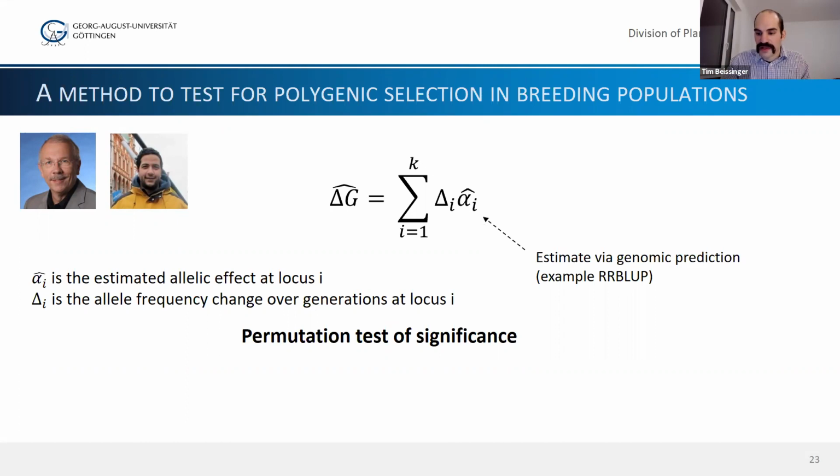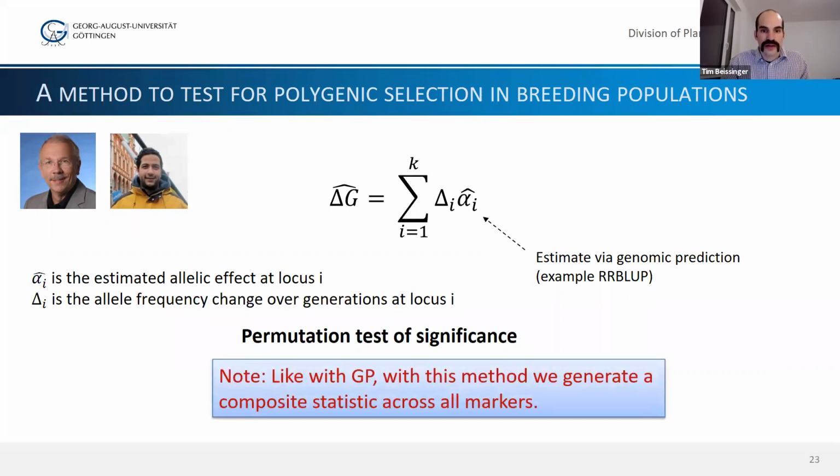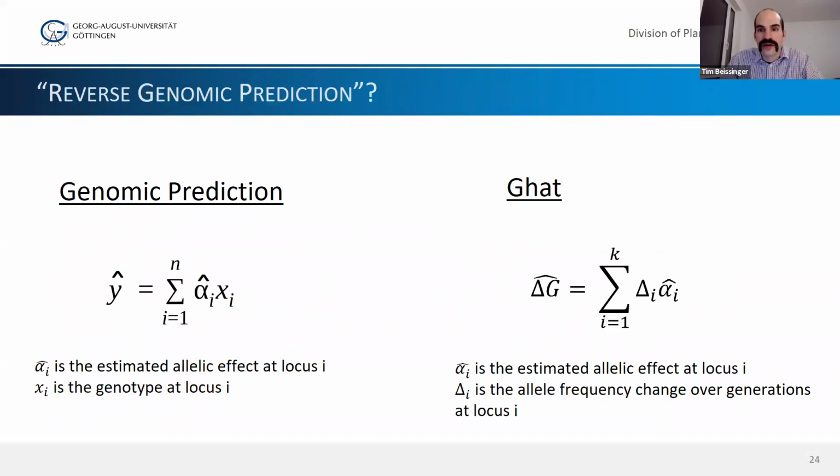So let me explain for a moment why we consider this a form of reverse genomic prediction. So recall from earlier on in this talk that I described in genomic prediction, we try to predict a phenotype or predict a breeding value really by doing a summation over all markers of an effect of a marker multiplied by the genotype at that marker.